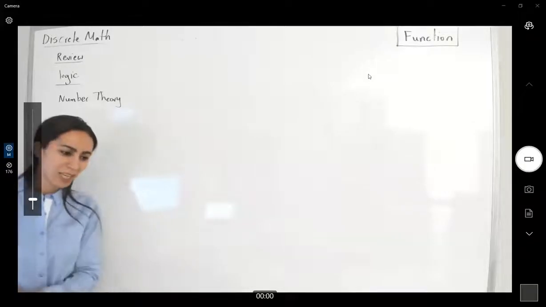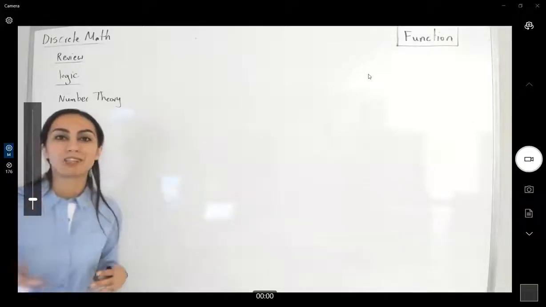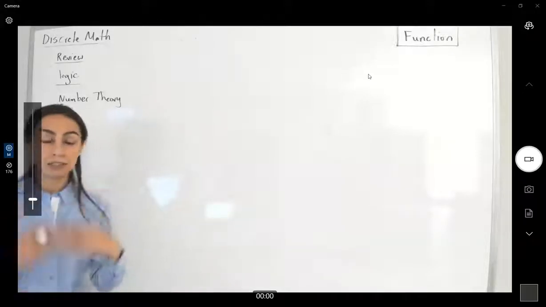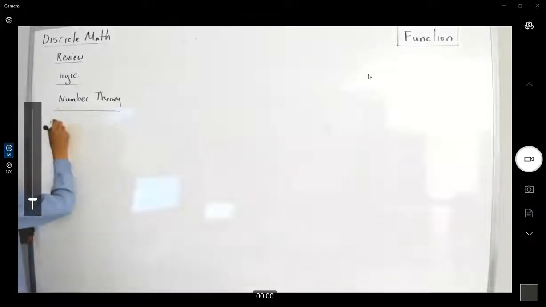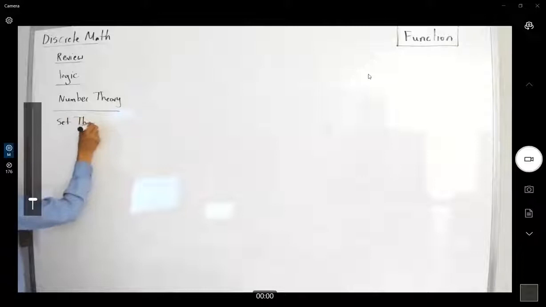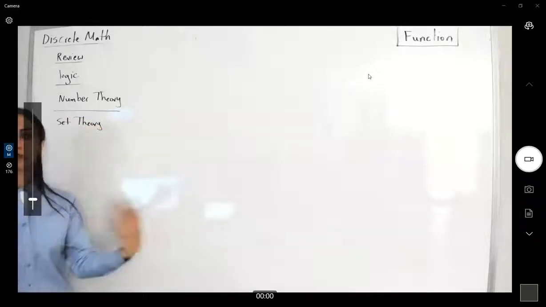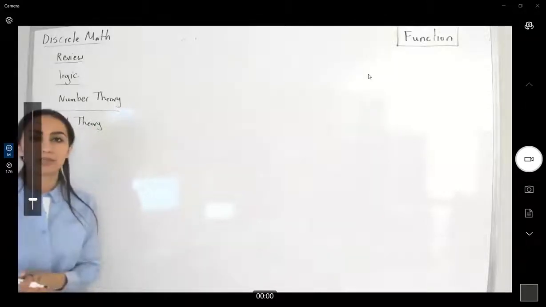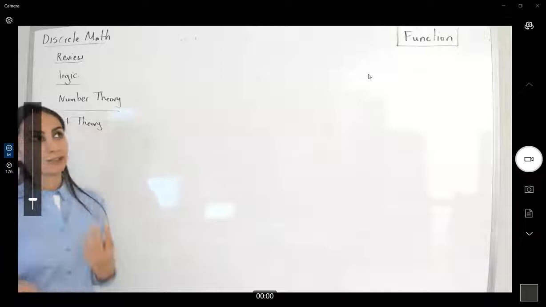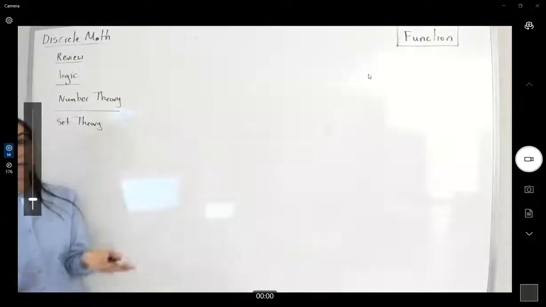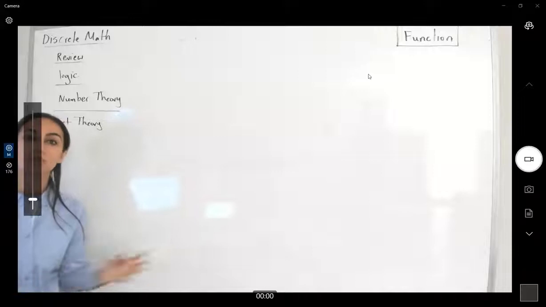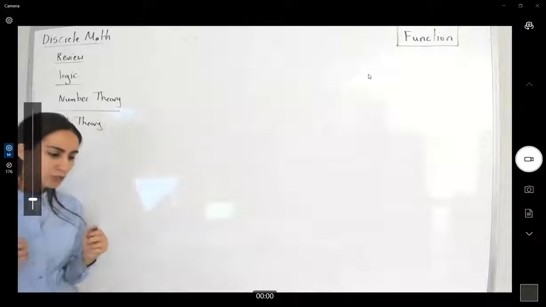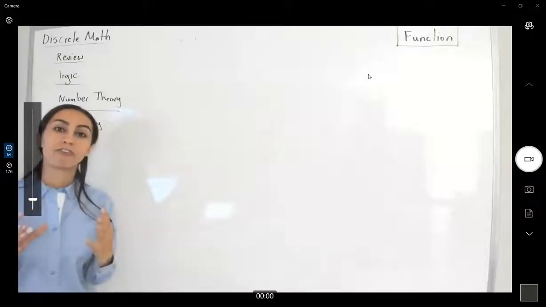Then we said, okay, now let us consider collections of numbers, and we moved on to set theory. Set theory helped us to actually see the collection of numbers and objects together, and we defined operators like union, intersection, complement, set difference to build some new objects. Now we're going to talk about functions.